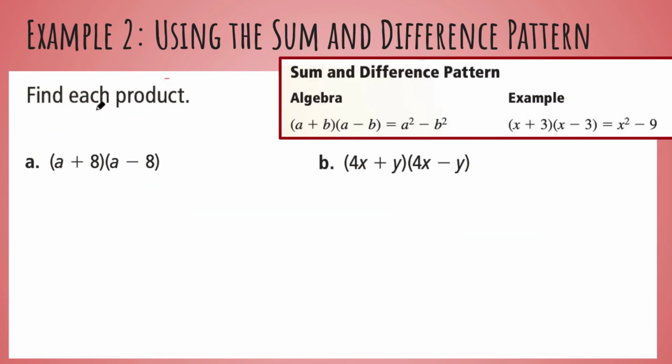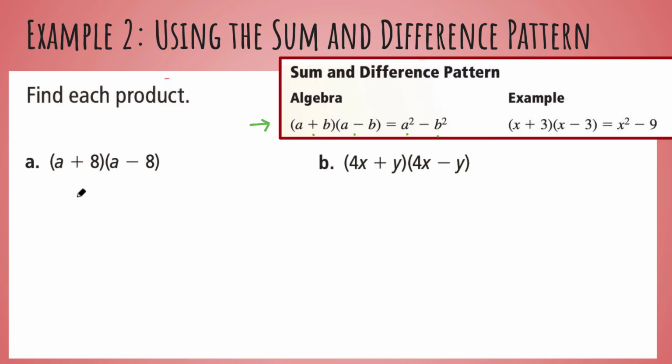Okay, let's take a look at using our sum and difference pattern. So again, pause the video and copy down the sum and difference pattern in your notes. And you can see algebraically the sum and difference pattern looks like a plus b times a minus b. So the difference with the two polynomials or the two binomials is the sign. And when we multiply them together, it simplifies to a squared minus b squared.